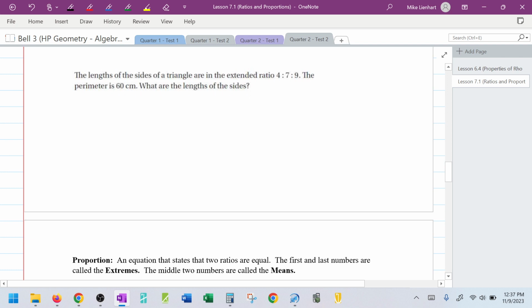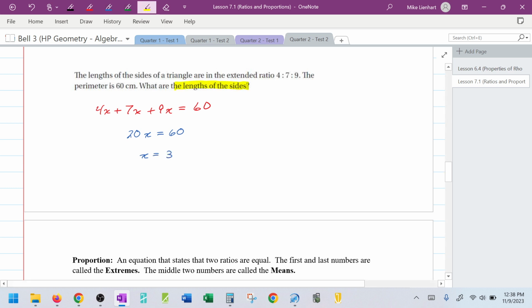All right, what if the lengths of the sides, again, a similar type of problem, except this time they're using 60 centimeters. So I would say 4x plus 7x plus 9x equals 60. If I solve this, I get 20x equals 60, or x is equal to 3. Now I look at the question.